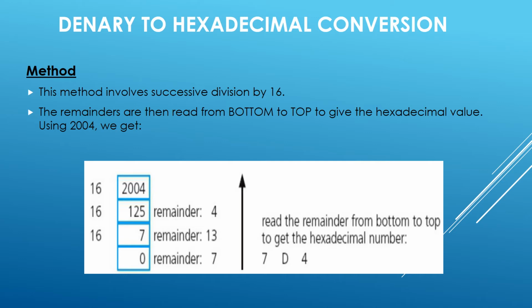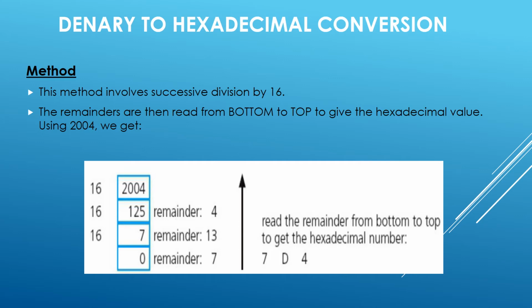We will divide the number by 16. We'll keep on dividing it. We'll write the quotient and the remainder in parallel, and we'll divide it till we get the quotient lesser than the divisor. And in the end, we will collect all the remainders from bottom to top. So we got here 7, 13, 4 as remainders.